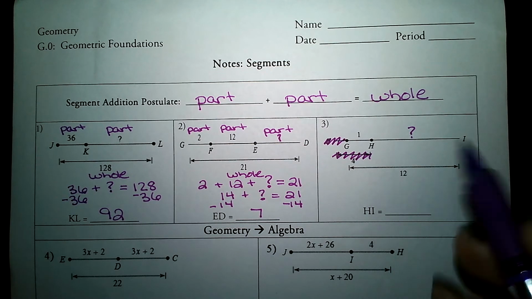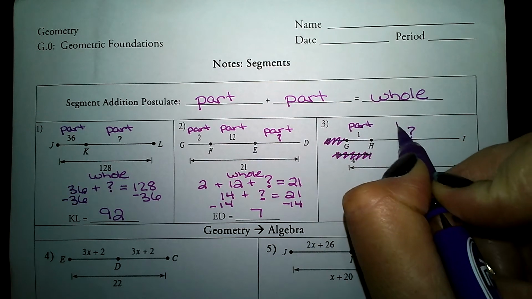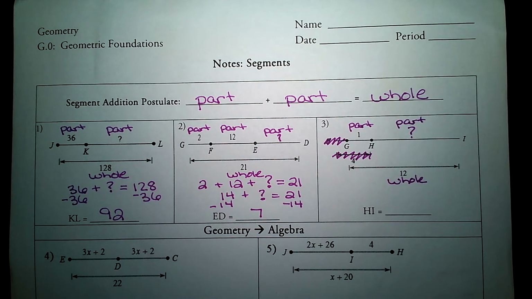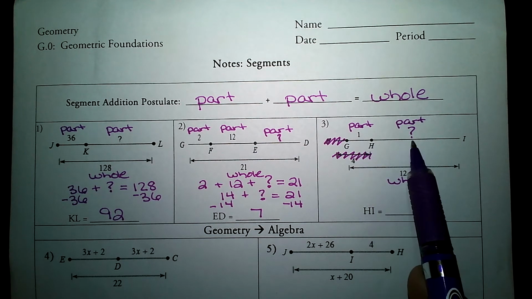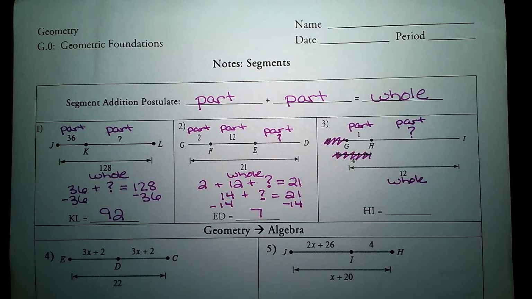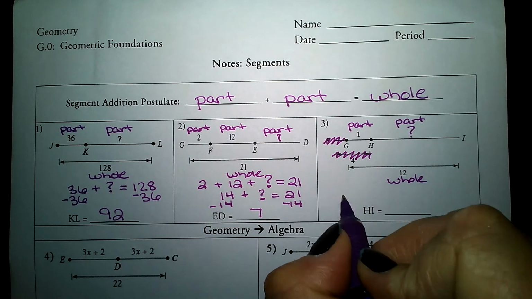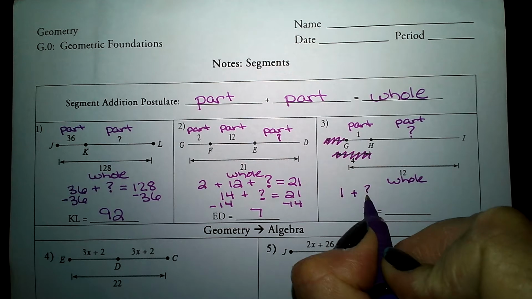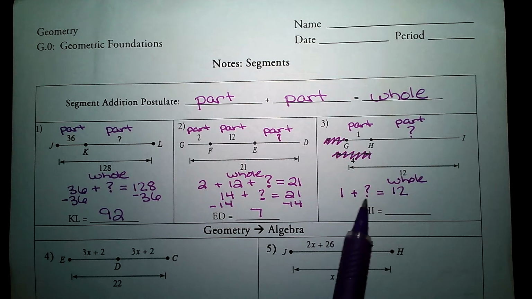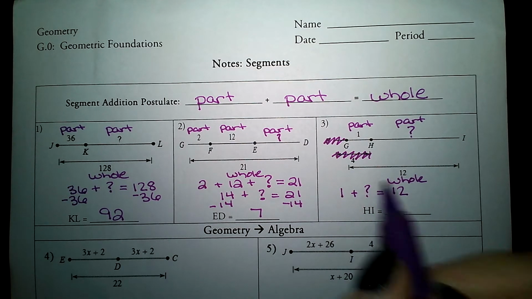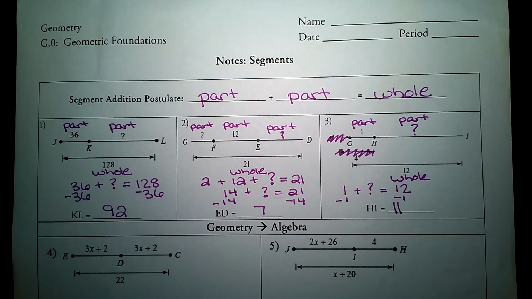Given this whole piece, 12, and these 2 parts, 1 and the unknown, I can find HI. If the whole thing is 12 and the small part is 1, what's left over for HI? Maybe you can do that in your head. If you want to follow the segment addition postulate, it would look like this. Part number 1 plus part number 2 equals the whole piece. So 1 plus the unknown equals 12. Subtract, and we get that the unknown is 11.